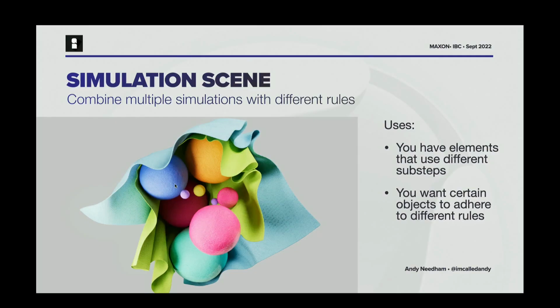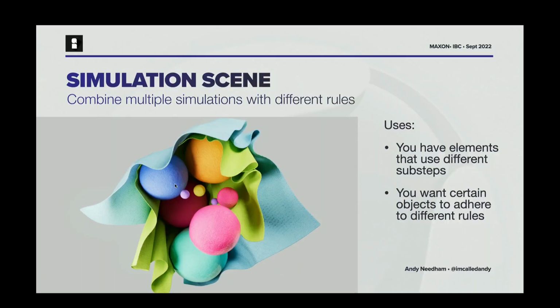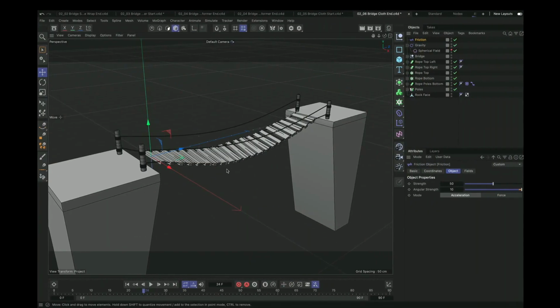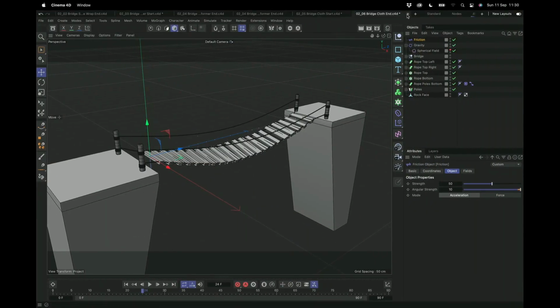And I'm going to talk about the simulation scene, because another thing that we can do is combine different types of simulations with different rules. If you've used X-Particles before, a simulation scene is kind of like a system object. That's how I'm relating to it. I can take different forces and share them across different things. But let's dive into that now. And I'm going to just close this out.